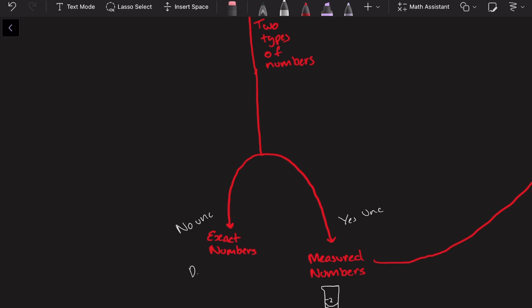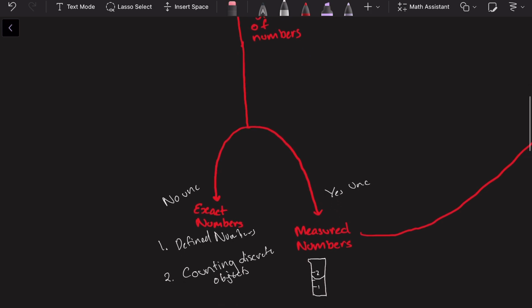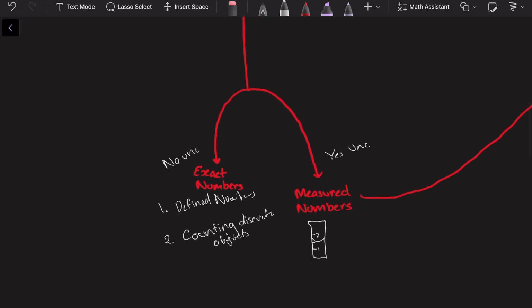One are defined numbers, an example being a fortnight, which always has 2 weeks, or something like a mile, which always has 5,280 feet. The other type of exact number is counting discrete objects, for example, 3 iPads or 3 loaves of bread. I can count 3 iPads, so this is an exact number. Now, there is one exception with defined numbers. When we're converting from, say, imperial units to metric units, these are measured numbers. We can't really call them exact because they don't have an exact conversion rate.